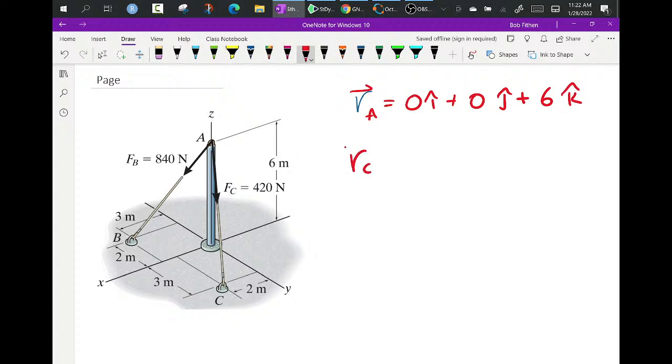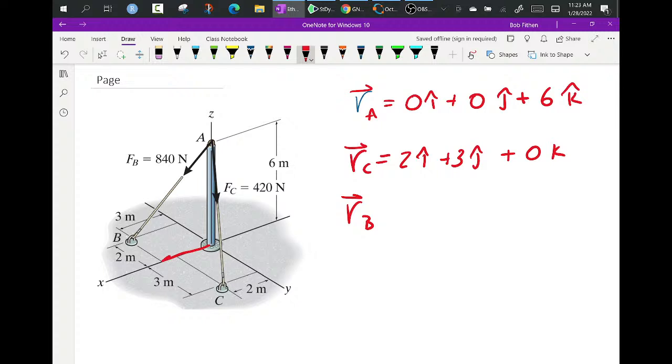I'll do RC. How do I get to point C from the origin? I'm going to start by heading out the I axis first, and it looks like I do 2I. Then I go to here, plus 3J, and I don't go up or down out of this plane. And so that's it. How do I get to B?